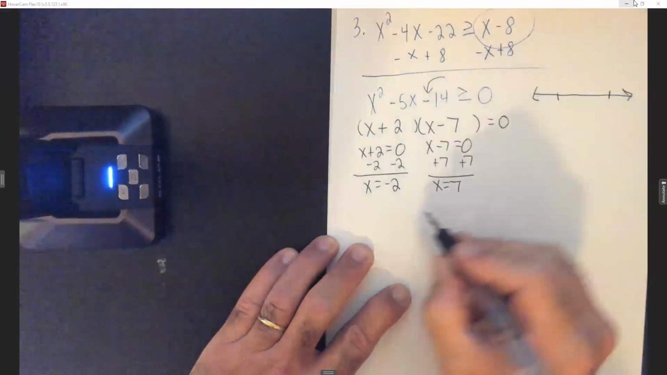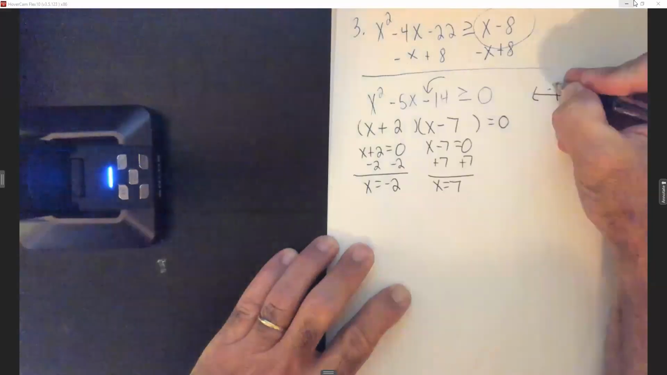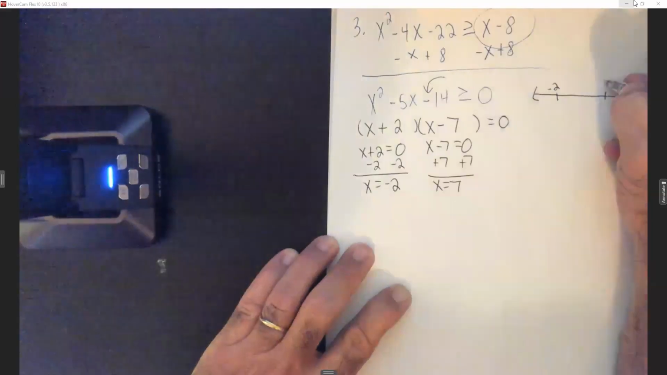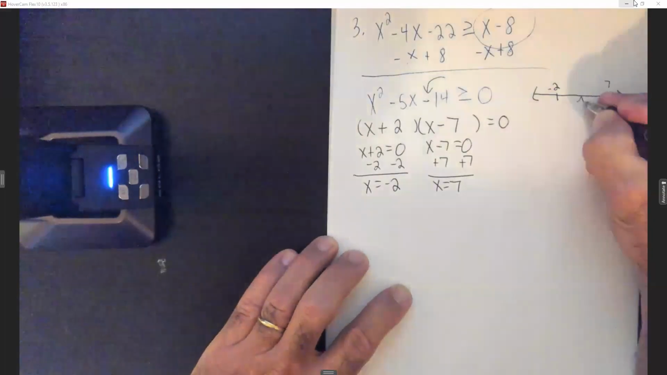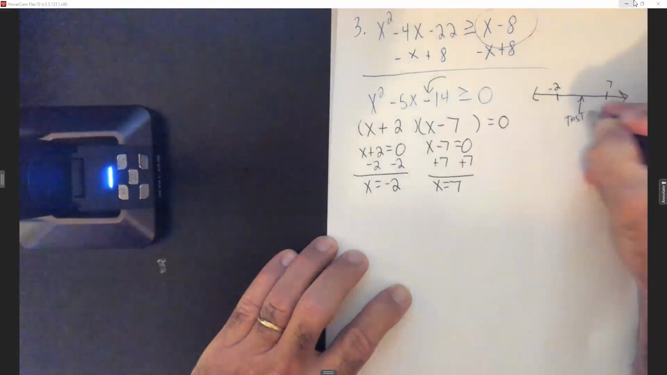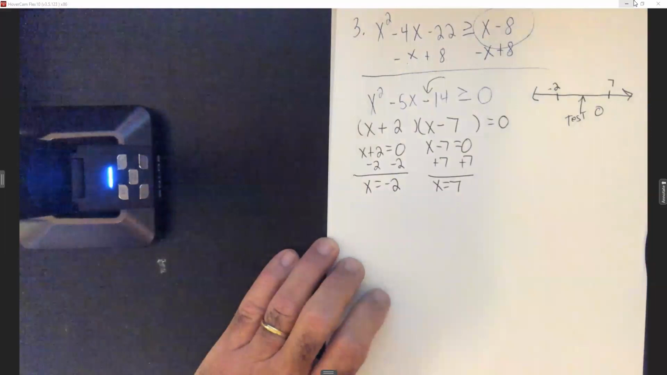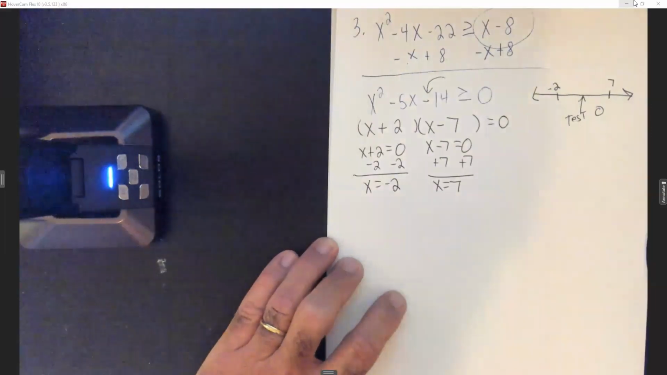So let's see who's first. Negative 2 would be first right here, and then a positive 7. So 0, I know, is located in between the negative 2 and 7. So I'm going to test 0 right in the middle, okay? True, I'm going to shade that. False, I'm going to shade the outsides.